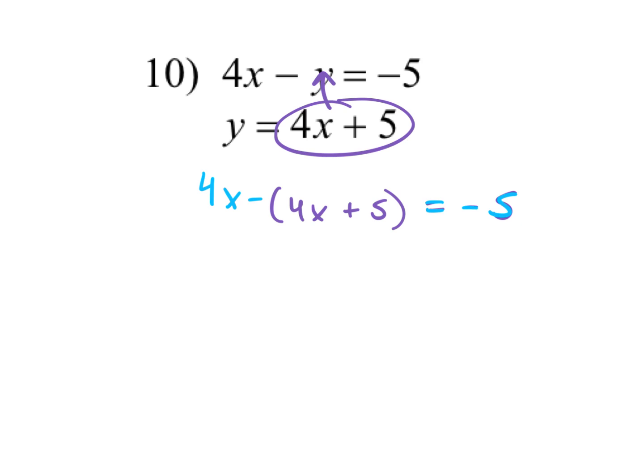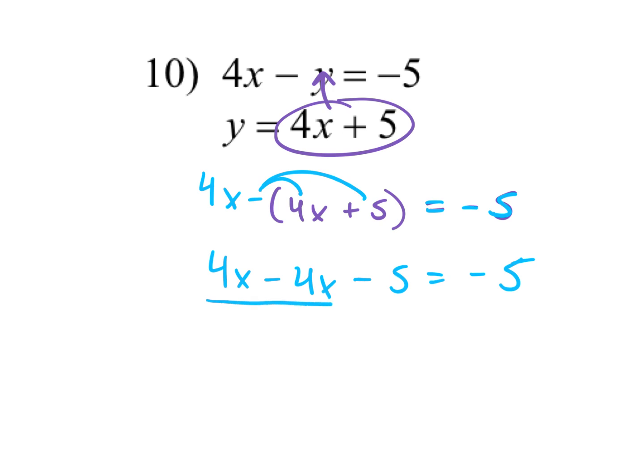Dylan, what would we do next to solve? Awesome. Distribute the negative. So we have 4x minus 5 is equal to -5. What do we do next? Combine like terms. What's 4x minus 4x? 0. They cancel out. It'd be 0x, which is just 0. So if you had like 4x minus 3x, that would be 1x, so then that would be x. But if they're the same number, they cancel out. So we're left with -5 is equal to -5.